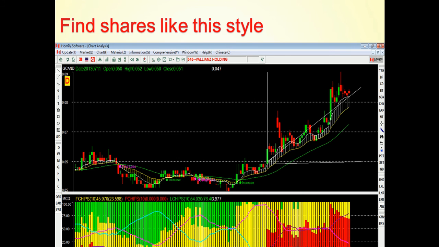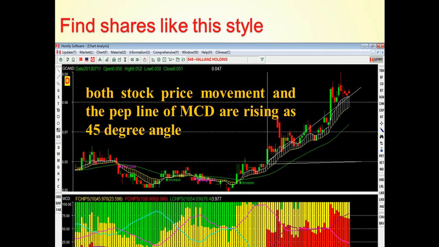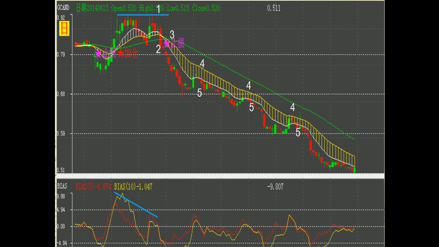Firstly, the trend is good. Then secondly, the multicolor dragon, the bank money inside. Okay, so this one is better. Both the stock price movement and the purple line of the multicolor dragon are rising at a 45-degree angle. So like this is the 45-degree bank money inside. Okay. So we can see this chart.